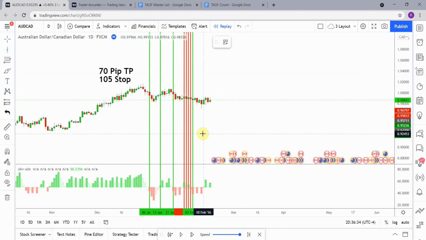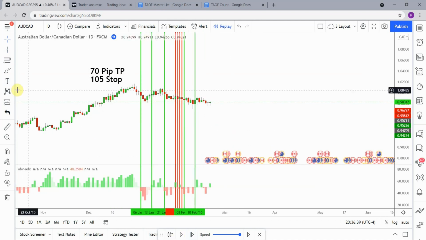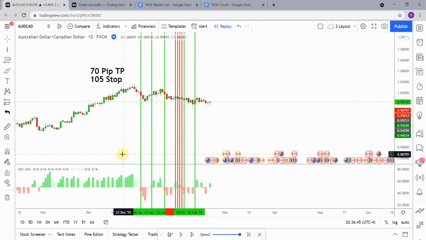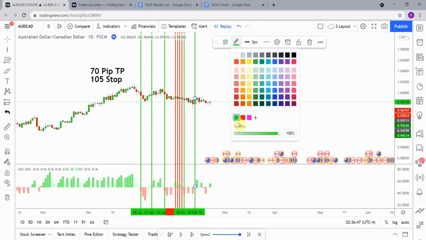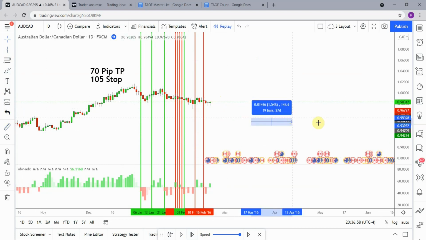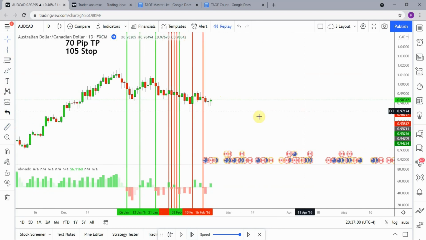Then a long over here on this side. Let's see, doesn't look like that one got us to take profit. Let's just double check. Nope. Then we go short right there on that one. I don't think that one was able to get us to take profit either. Zoom in a little bit there.